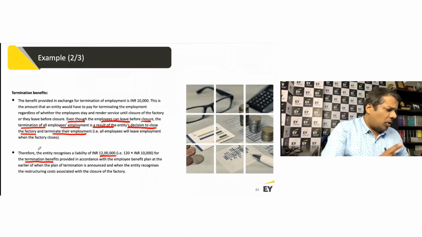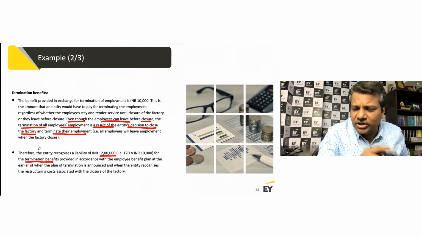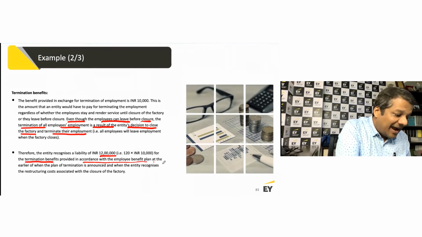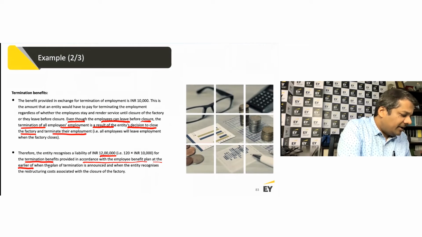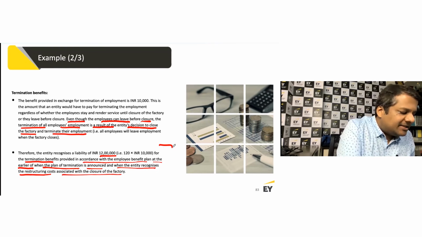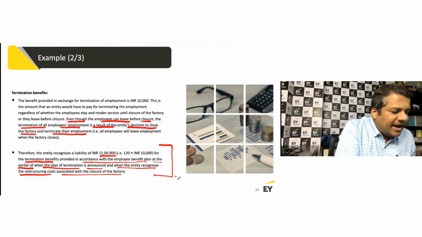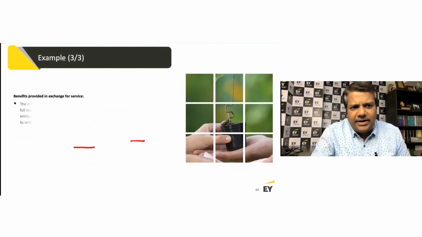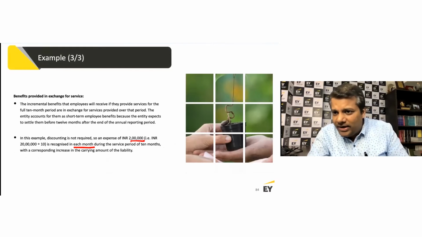So here also it is important, the timing of the recognition. I think I missed impressing upon this point, right? The entity recognizes the liability of 12 lakhs for the termination benefit, provided in accordance with the employee benefit plan, at the earlier of when the plan of termination is announced and when the entity recognizes the restructuring cost associated with the closure of the factory. So essentially this 12 lakh you will end up recognizing at announcement. Okay. Now, if we go forward here, the balance 20 lakhs, right?